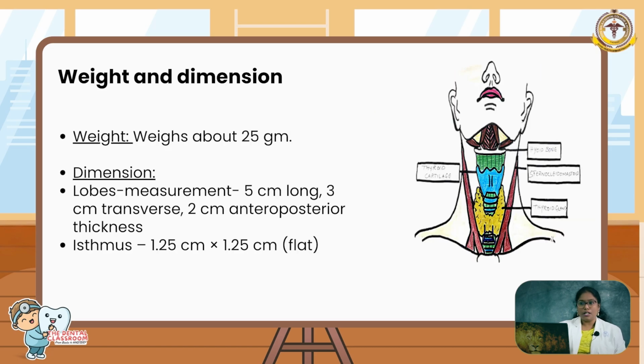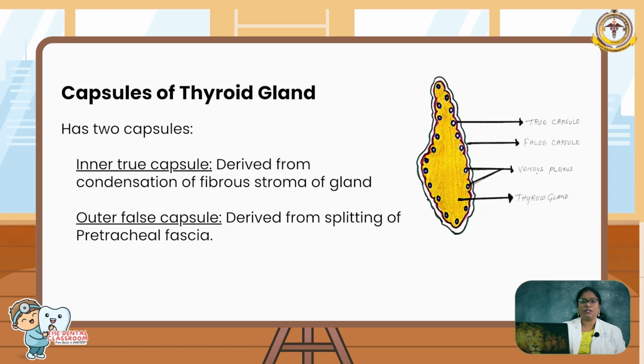Next, the weight is about 25 grams, and the dimensions of each lobe measure 5 cm long, 3 cm transverse, and 2 cm anteroposterior thickness. The isthmus is flat, 1.25 cm by 1.25 cm. Next is the capsule of the thyroid gland.